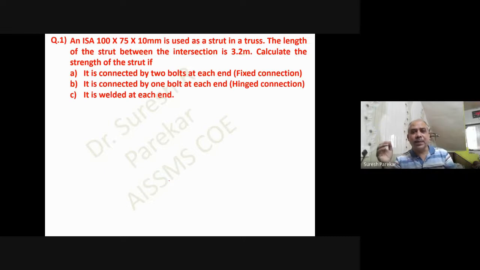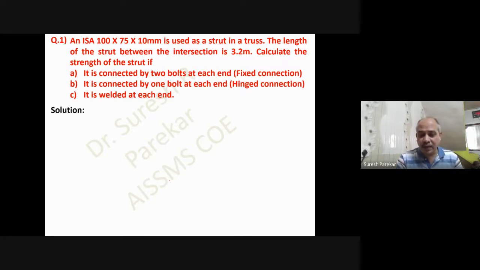Now we will go to the problems. I already mentioned we have considered the first problem, and that is a single angle section. And we have considered three conditions. First, two bolts, and the end condition we have considered as fixed. Second, one bolt with hinged condition, and then welded connection. If it is hinged, then my K1, K2 are more, and accordingly we are going to get the value of FCD. Now we will see that over here.